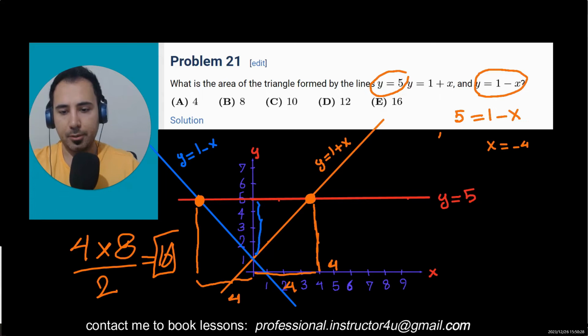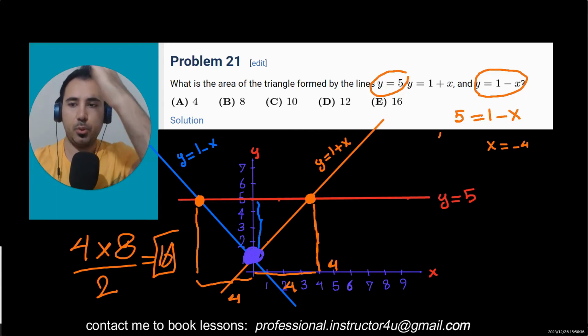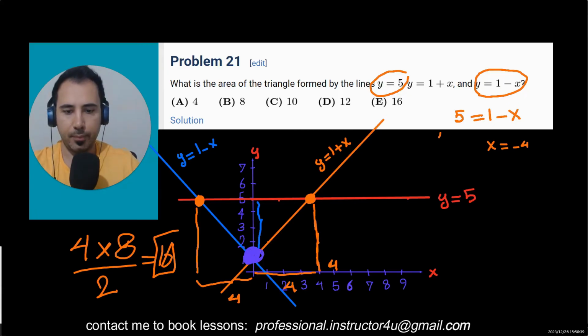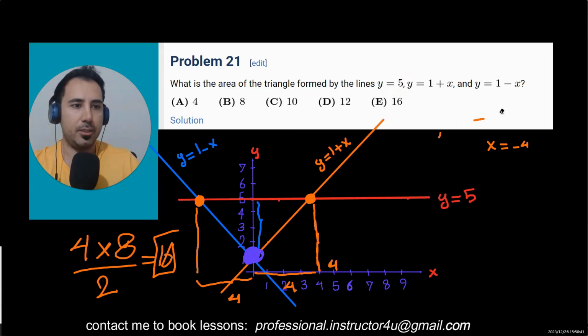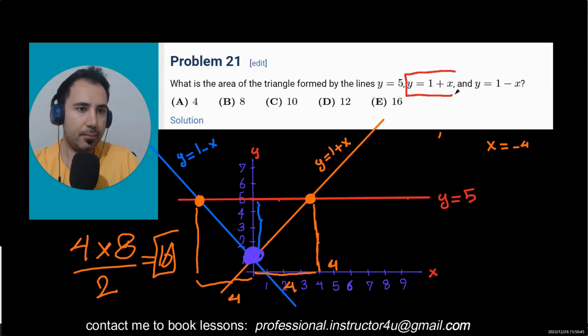But how do we find the intersection of these 2 points right over here? In case you wonder, I'm going to highlight it, make it really, really big. So that means the blue one and the orange one, they have to intersect. That means this line and this line should have the same points. The y value of both of them should be the same. So the right side of this should be equal to the right side of this: 1 plus x is equal to 1 minus x.